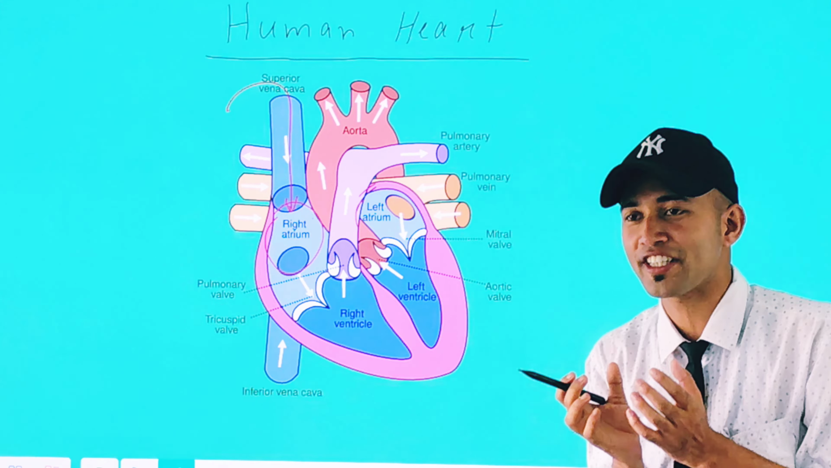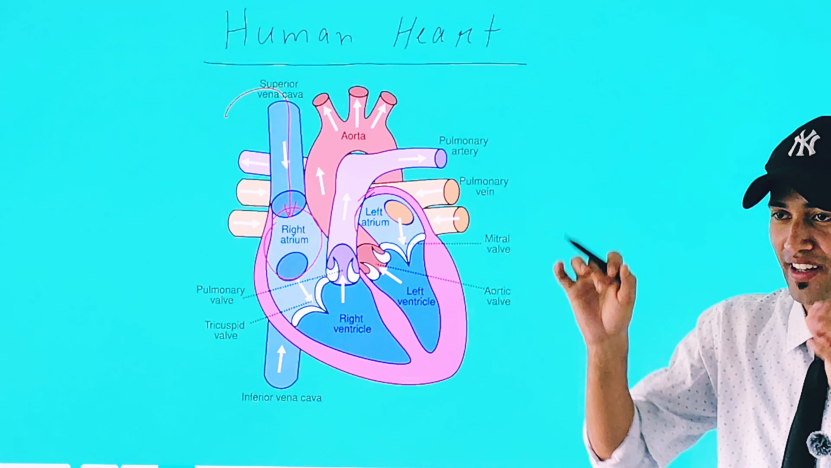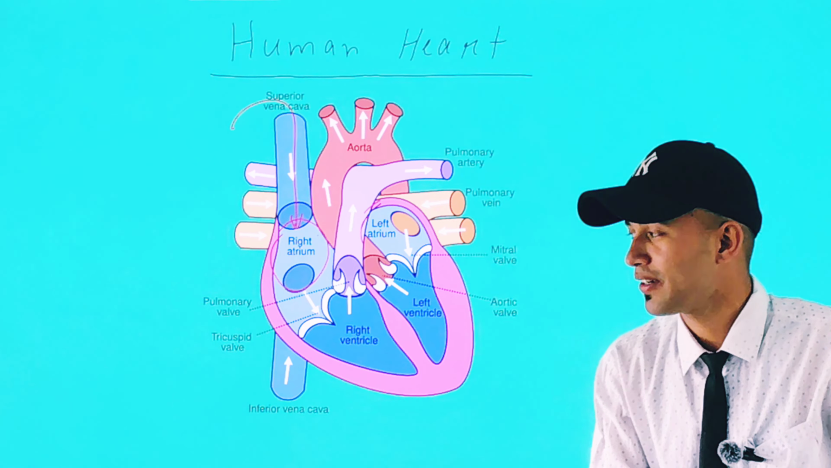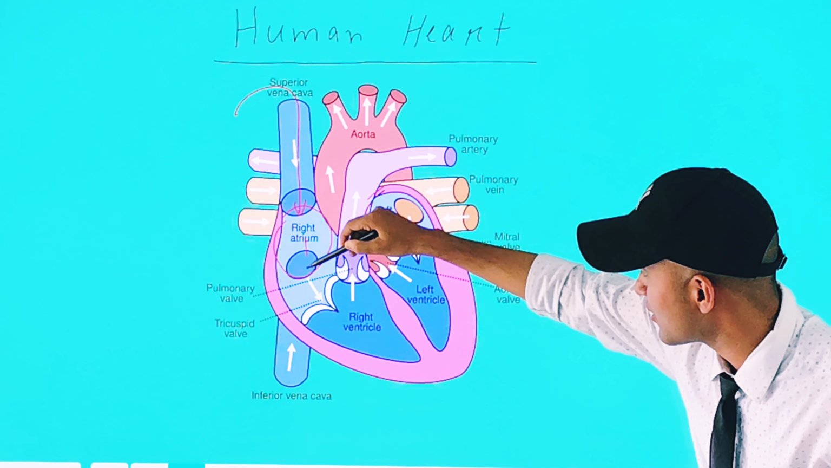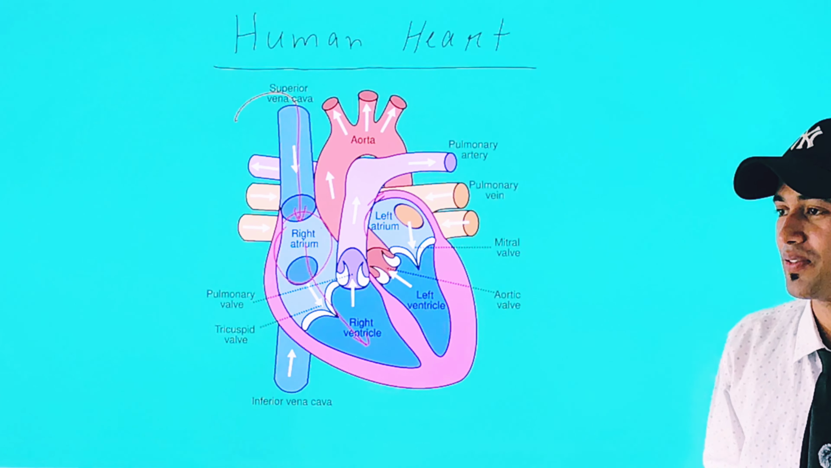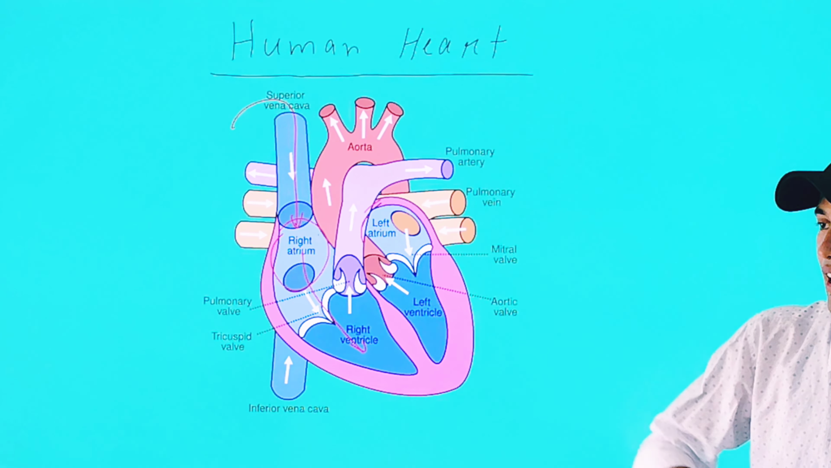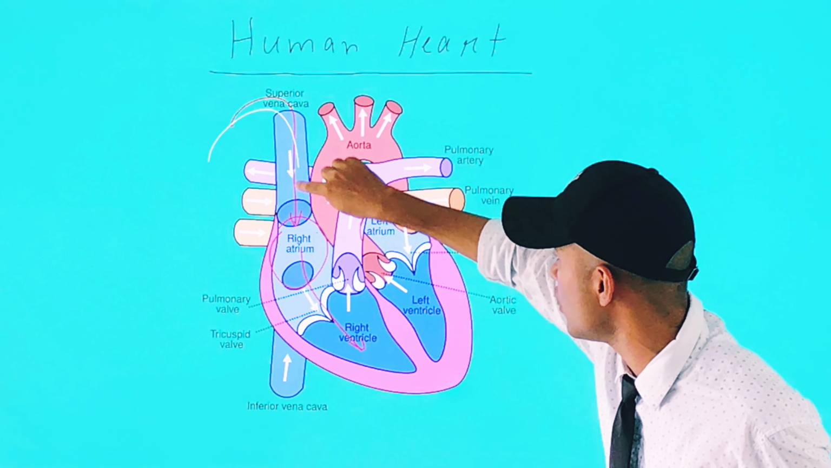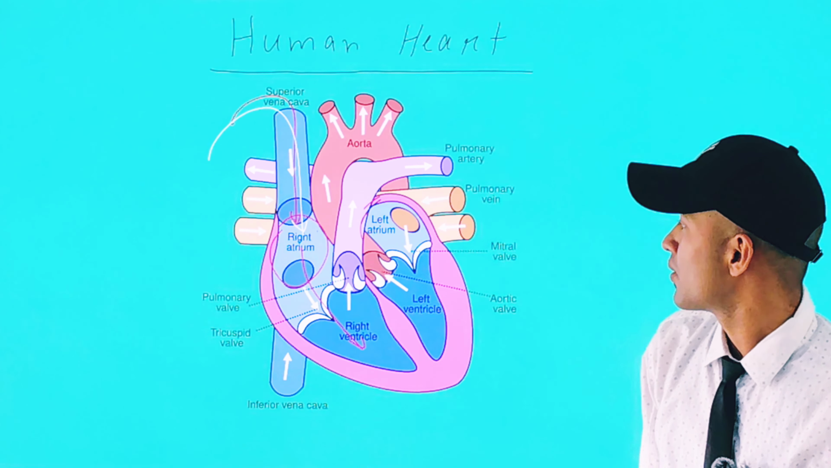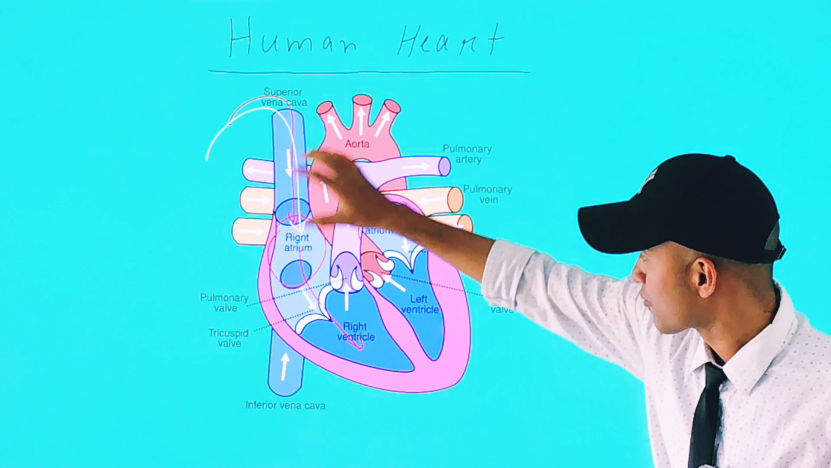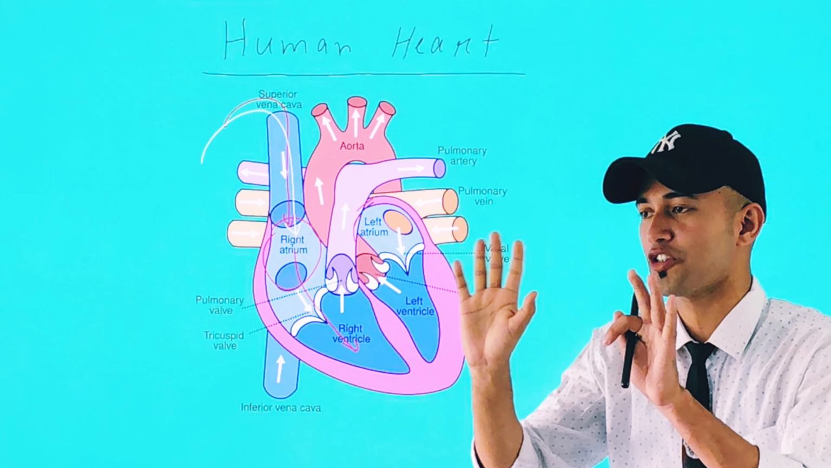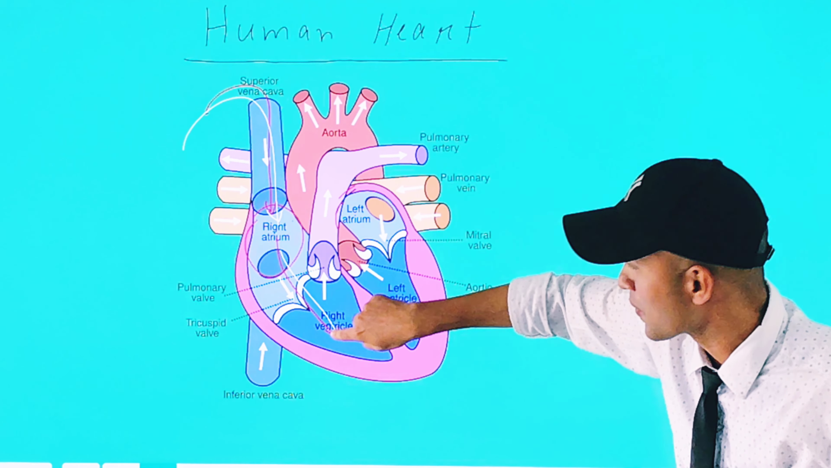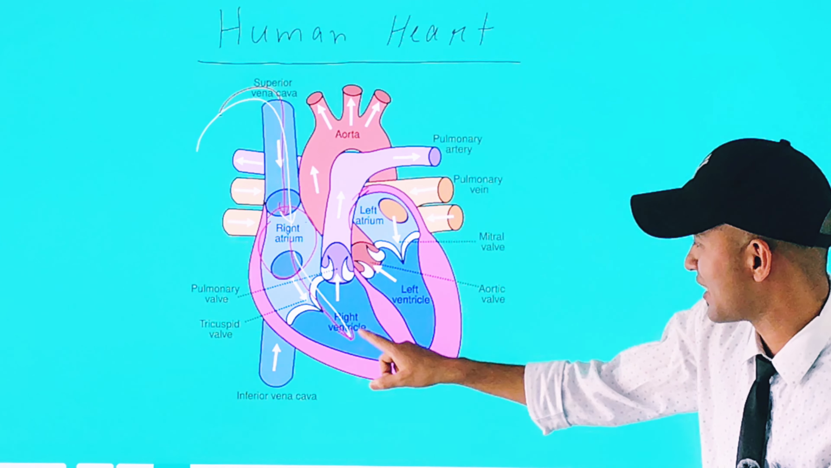This right atrium has no powerful function. It will just receive the blood coming from the body and then send it to the right ventricle. Understood? Deoxygenated blood will enter our heart through the right atrium. From the right atrium, it has no such function. It will just receive the blood and send it to the right ventricle.